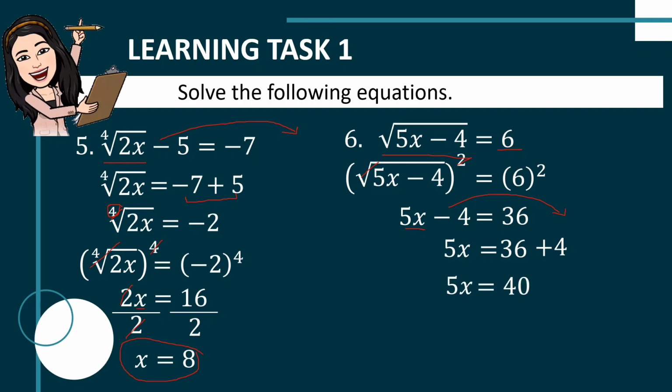Tama ba? Okay. So, in order to find the value of x, we need to divide both sides by 5. So, we can cancel 5. So, x is equal to 40 divided by 5 is equal to 8. So, therefore, ang value ng x natin is 8. So, you will check this in your step number 4, okay? To really check if that is the true solution of our given radical equation, okay?